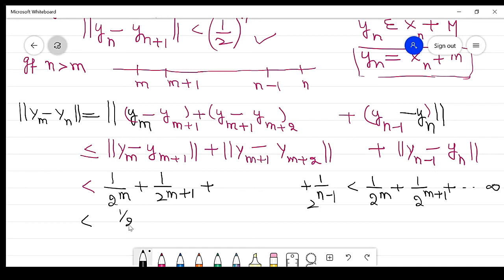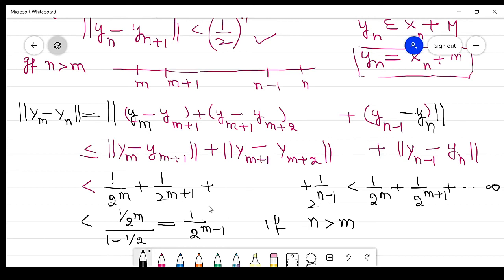So this can be written as 1 by 2 raised to power m over 1 minus 1 by 2. So this is 1 by 2 raised to power m minus 1. Clear? So this is our value if n is greater than m, right? So this is a Cauchy sequence.